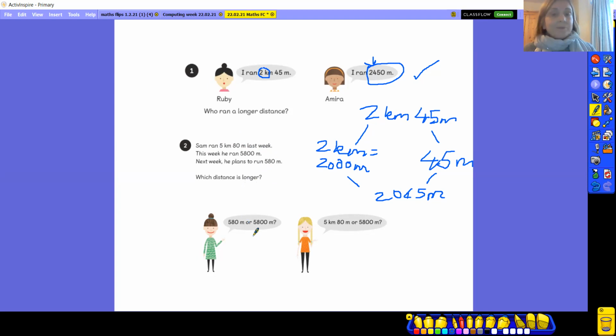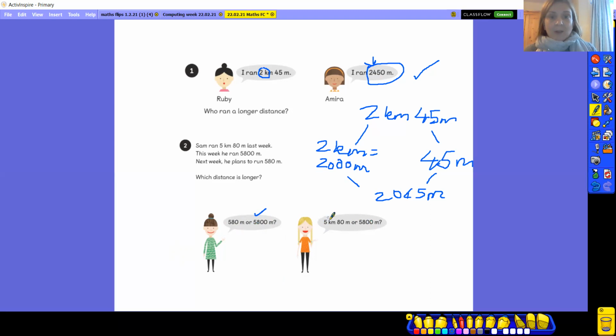So first of all, it's got the question here, 580 meters or 5,800 meters. That's quite easy, isn't it, first of all? Look, because here we're talking about a 3-digit number, so that's a hundreds number, and here we're talking about a 4-digit number, which is a 1,000 number. So we know straight away, we don't even have to work out that this distance is the longest. Okay, so next week he's not running very far at all. He's running a 10th.